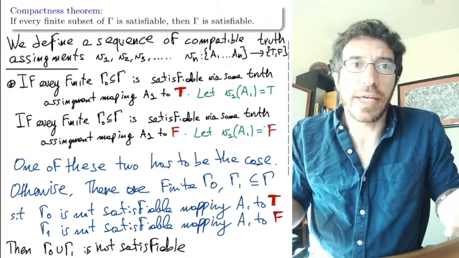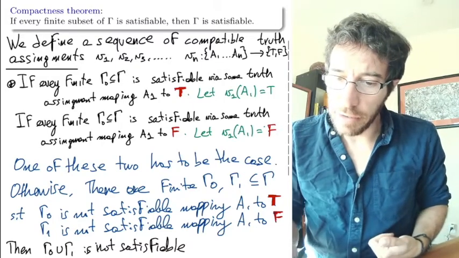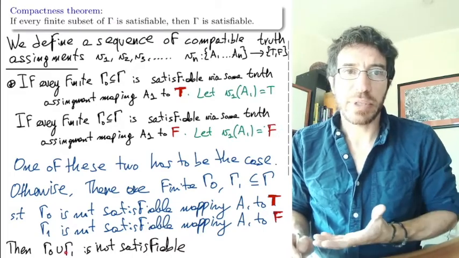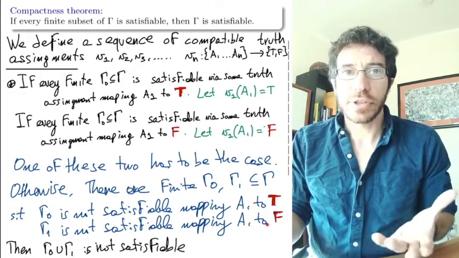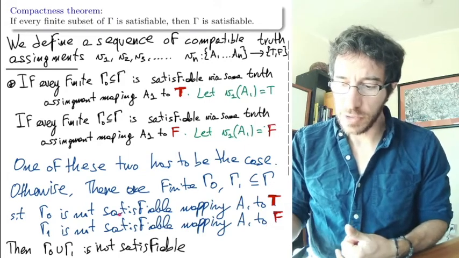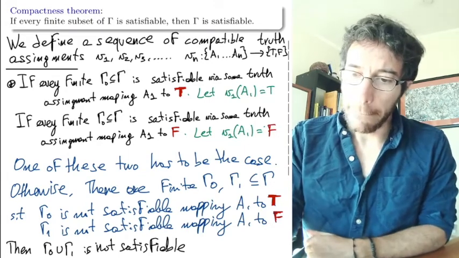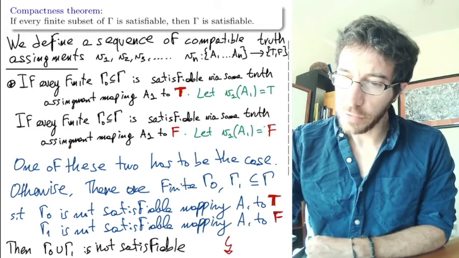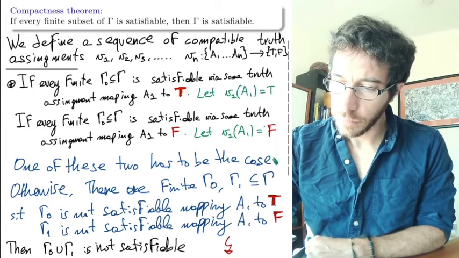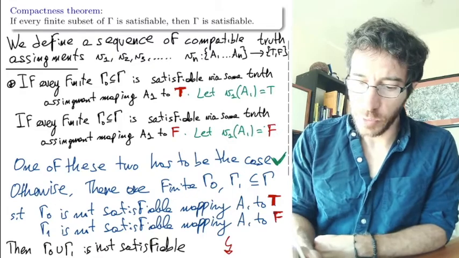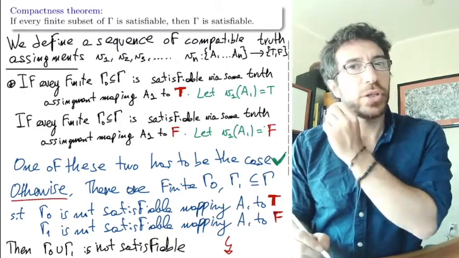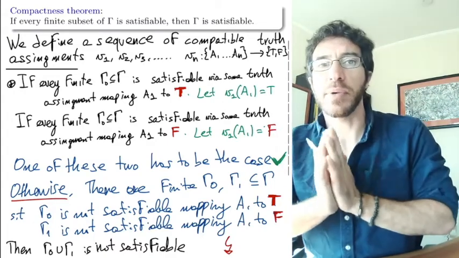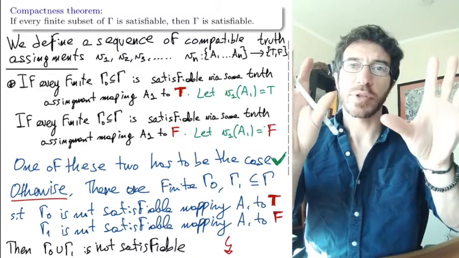But we know it is satisfiable because our assumption is that every finite subset of gamma is satisfiable. So there is some truth assignment that makes this true. And that truth assignment either maps A1 to true or A1 to false. So that truth assignment is going to contradict either this one or that one. So here's where we get the contradiction. Okay, so that's why one of these two has to be the case. The contradiction comes from assuming otherwise. So either every finite subset is compatible with A1 being true, or every finite subset is compatible with A1 being false. It could be compatible with both.